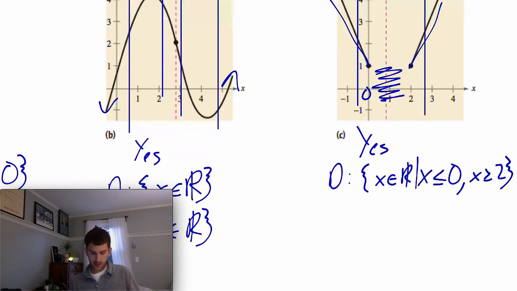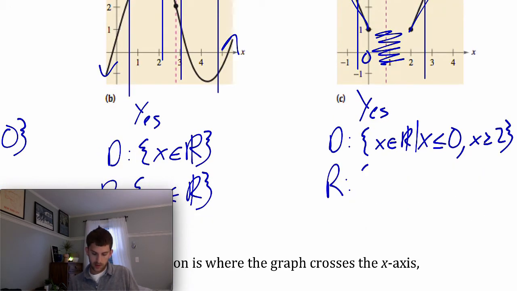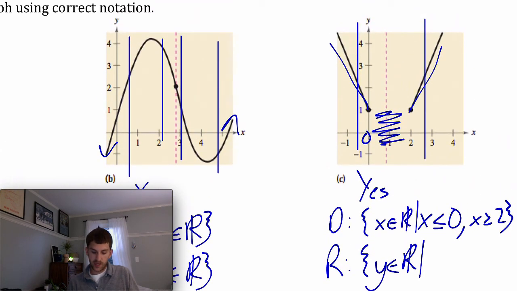For the range, talking about the y values again. So y is an element of the reals, such that the lowest value we see of y is 1 over here and over here. And it's going to go up forever in both. So we're going to say y has to be greater than or equal to 1.